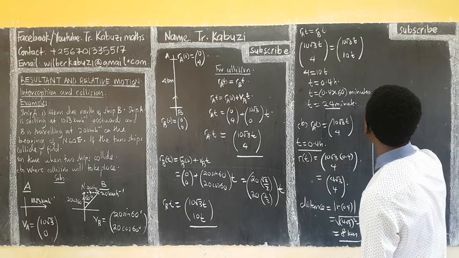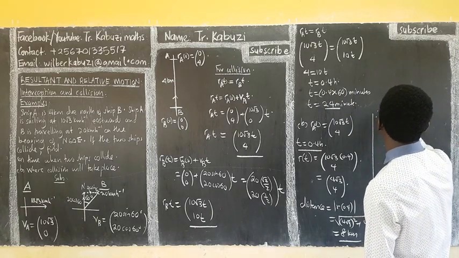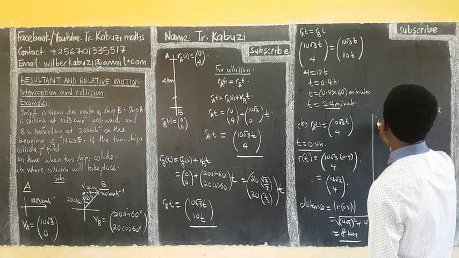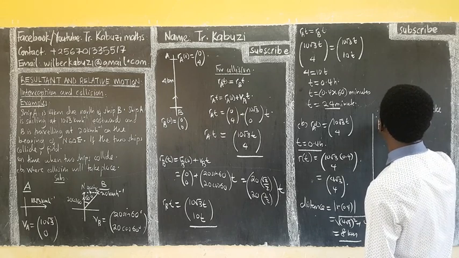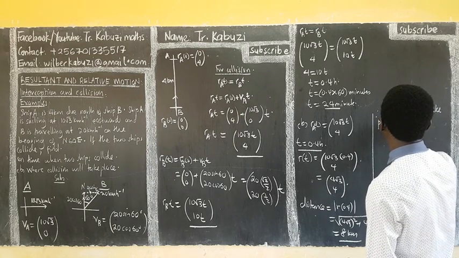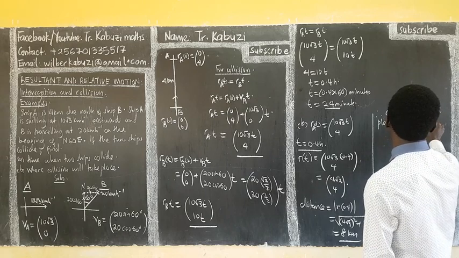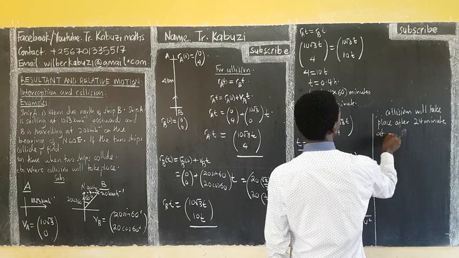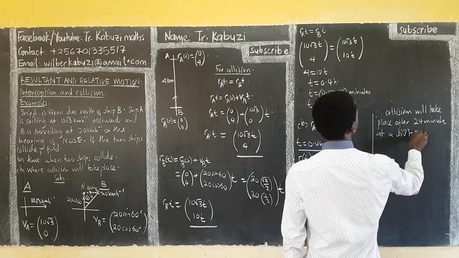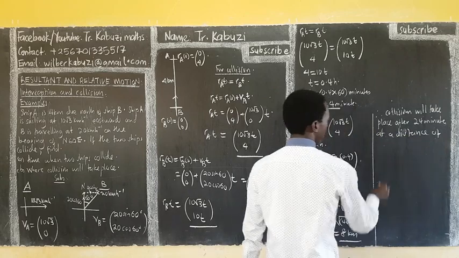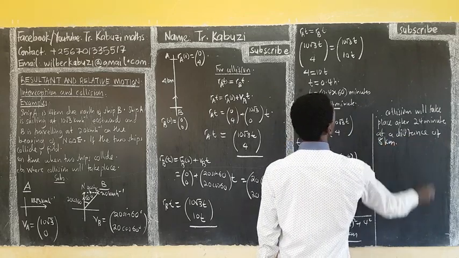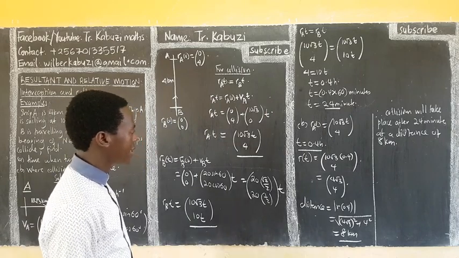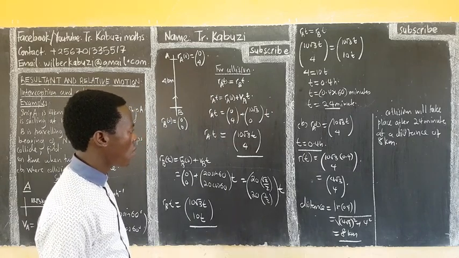So therefore, collision will take place after 24 minutes at a distance of 8 kilometers, as simple as that. So that's it. I wish you well.